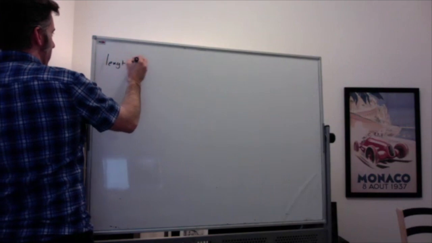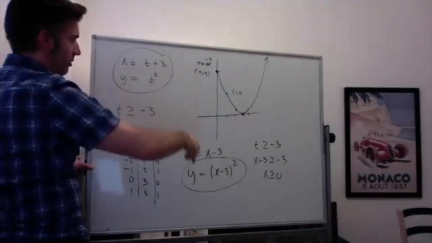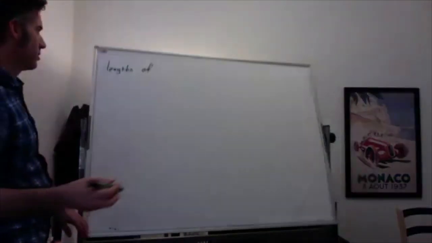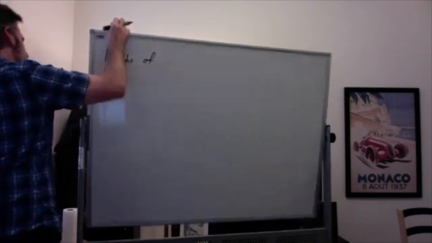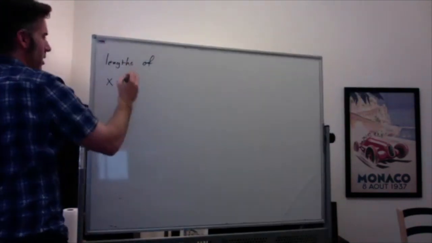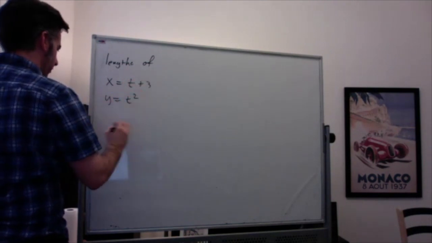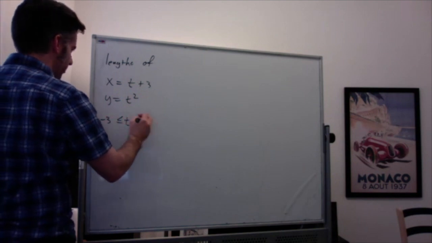So I want to find the length of this setup from t equals -3 to t equals 0. So there's two ways we can do this. So length of x equals t minus 3. Sorry, I'm trying to remember what the things are. X equals t plus 3, y equals t squared, from t from -3 to 0.